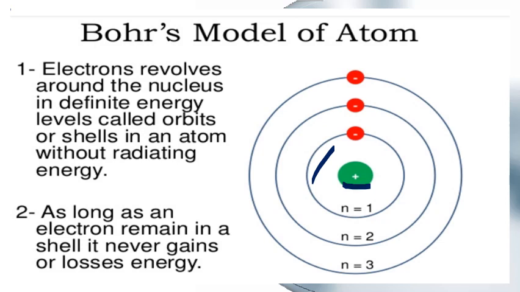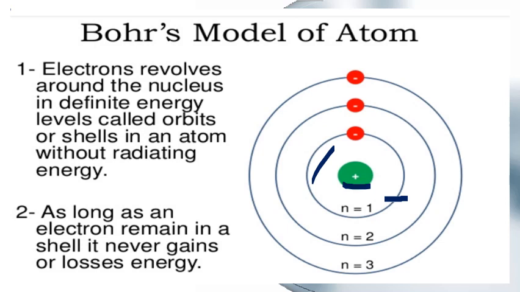According to the first postulate, electrons revolve around the nucleus in definite energy levels called orbits or shells in an atom without radiating energy. It means the energy of each orbit is fixed. The electron residing here will stay there until there is some change in the energy of the orbit. So we say the electron will reside here in a stable state, without any loss or gain of energy, as the energy of this orbit is fixed.